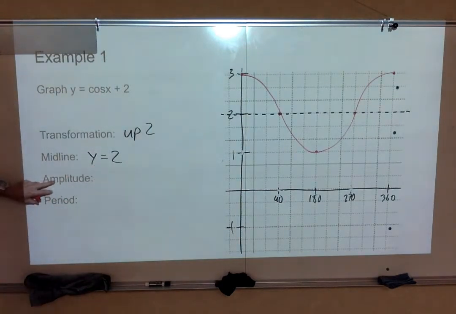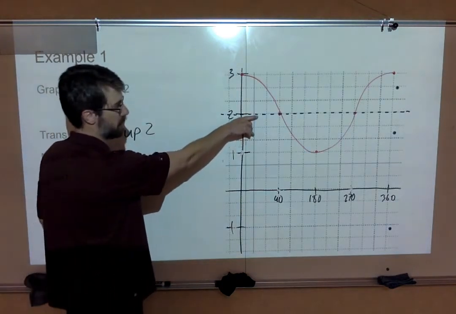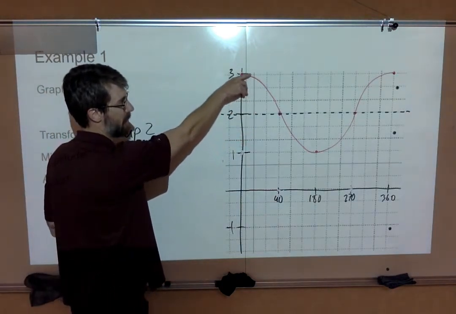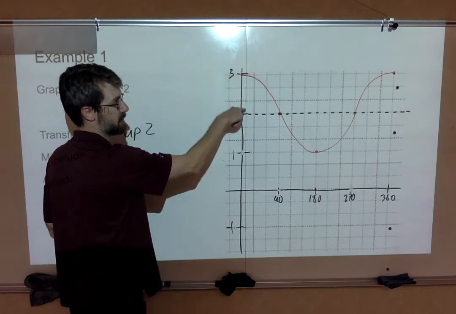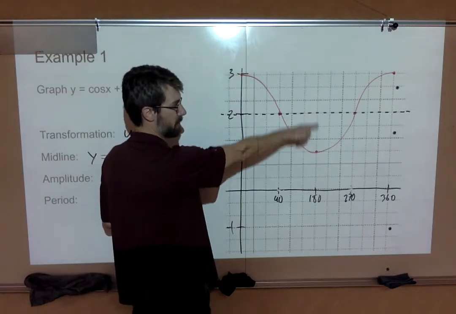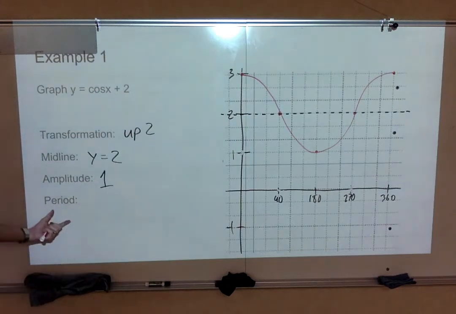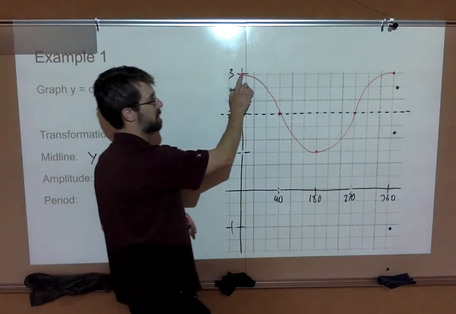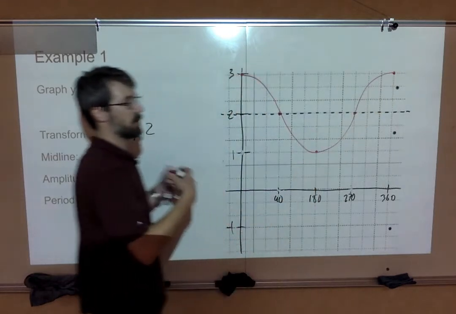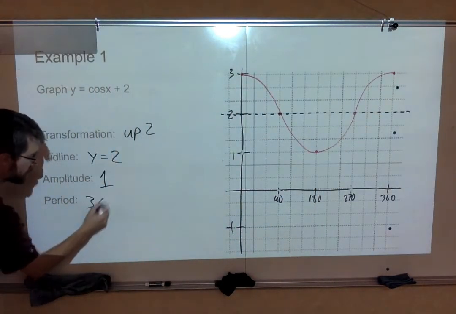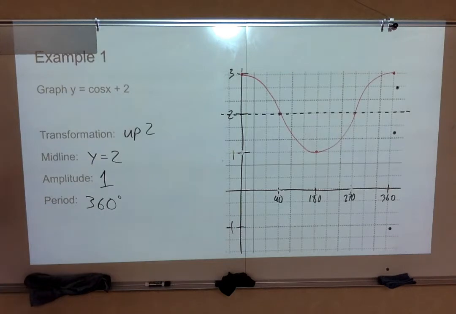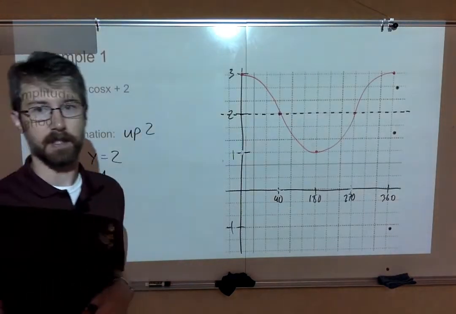All right, the amplitude. Amplitude hasn't changed. The height from the midline to the top is still 1. That's a distance of 1. From the midline to the bottom is still a vertical distance of 1. So our amplitude is 1. And our period hasn't changed either. It starts at 0, ends at 360. That's a horizontal distance of 360. All right, so really for today, amplitude and period aren't going to change. Midline may or may not change depending on where we're shifting it.